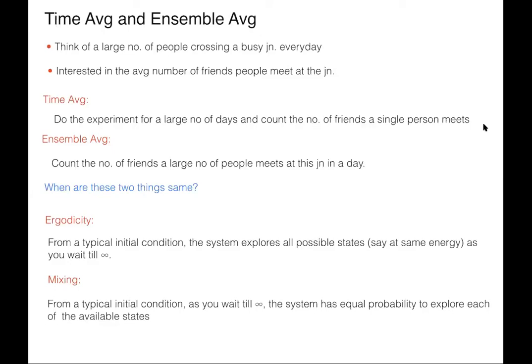What is more important in this case is a property called mixing: as you wait until infinity, the system has essentially equal probability to explore each of the available states. Then it's not surprising you will get the microcanonical ensemble. And that's the argument that you get in your standard statistical mechanics books.